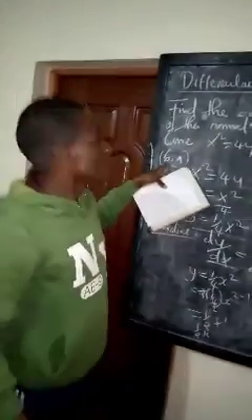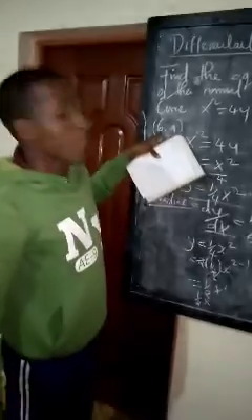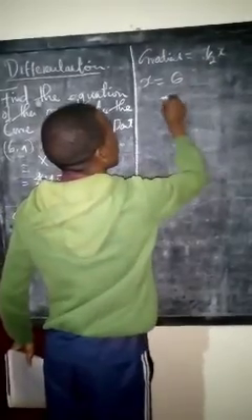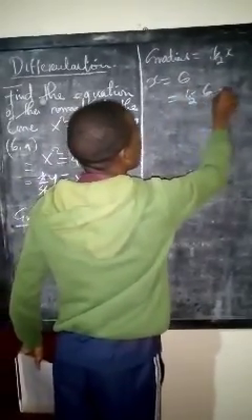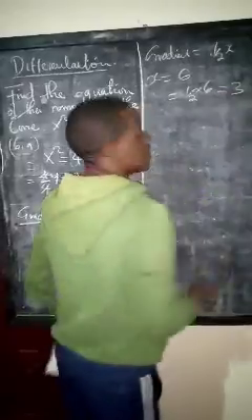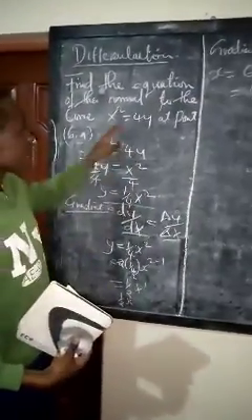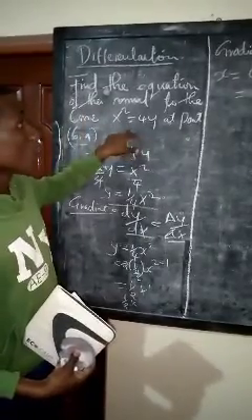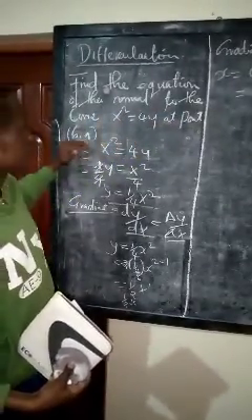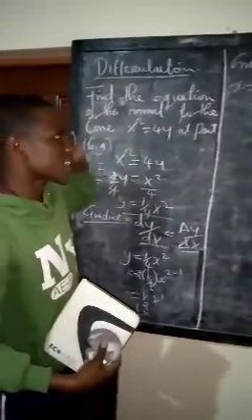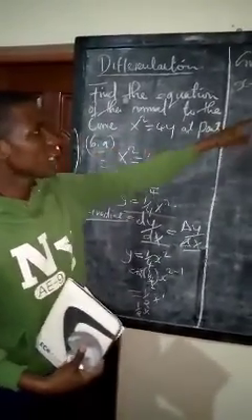But remember, we are talking about this specific point, which is (6, 9). What is the value of x at this point? The value of x is equal to 6, and therefore our gradient will be equal to half of 6, which is 3. Therefore, the gradient of the curve at this specific point is 3. The gradient of the tangent, a line that is tangent to the curve at that specific point, is also 3.